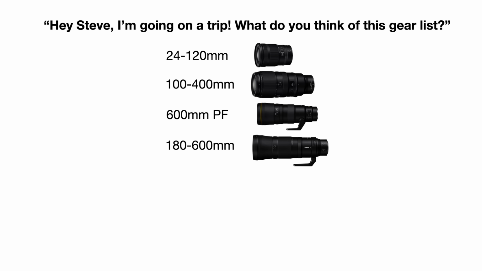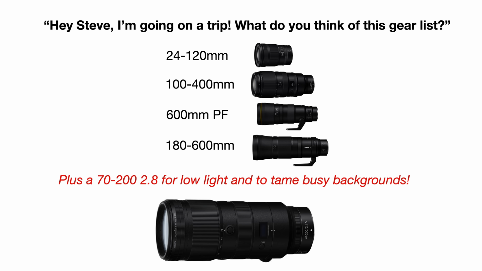I often get asked about gear for wildlife trips. People usually list their long lenses like a 200 to 600, 500 PF, 600 PF, whatever, and then they mention they're also bringing a 70 to 200 2.8 for low light use or to tame a busy background. Sounds good, right?